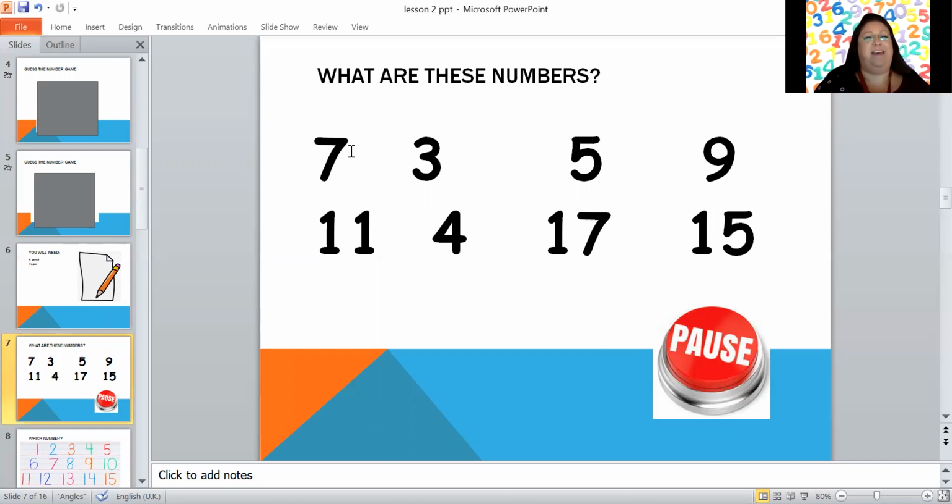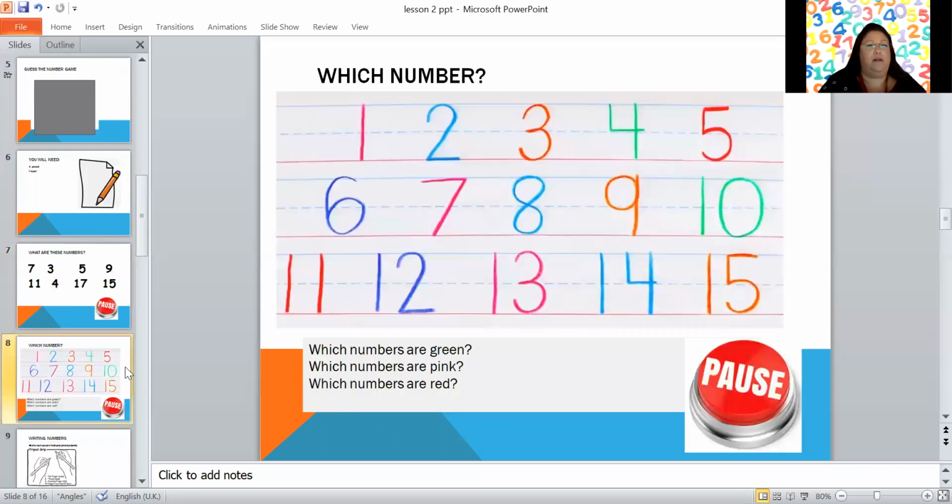So this one here, that's right, it's the number 7. What's this number? The number 3. The number 5. What's this one here? Number 9. Now the number 9, that one sometimes has a straight line there instead of a curve. So make sure you remember that. This one here is the number 2 ones together, number 11. And this one, number 4, that's right. And this one. Oh, that's a bit of a high number, isn't it? A 1 and a 7 together. That's it, number 17. And the final number, a 1 and a 5 together, 15. Fabulous. You're doing a wonderful job here. Well done. So we're going to move on now.